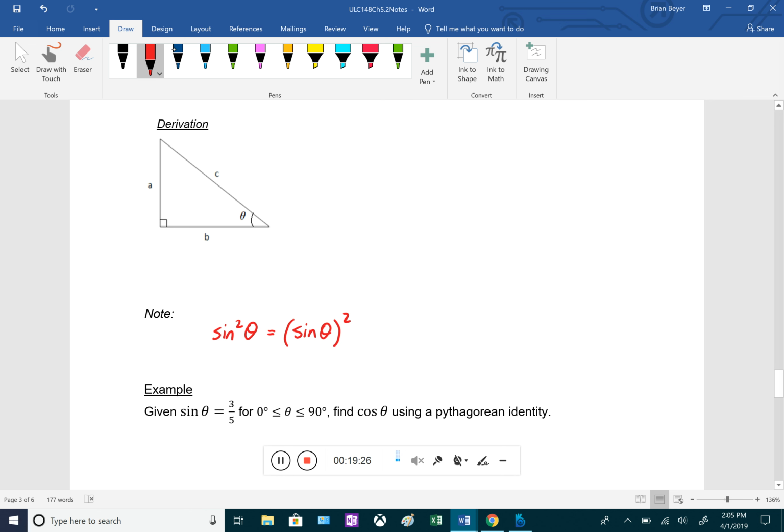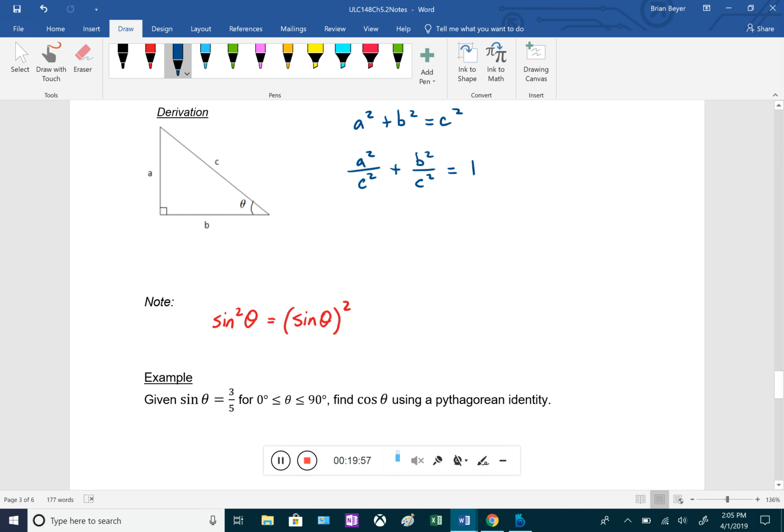Okay, so let's see the derivation here. Pythagorean theorem, we know that a squared plus b squared equals the hypotenuse c squared, right? So let's divide everything by c squared. We're going to get a squared over c squared plus b squared over c squared. C squared over c squared is equal to 1. We can actually rewrite this now as a over c squared plus b over c squared, thanks to our exponent rules.